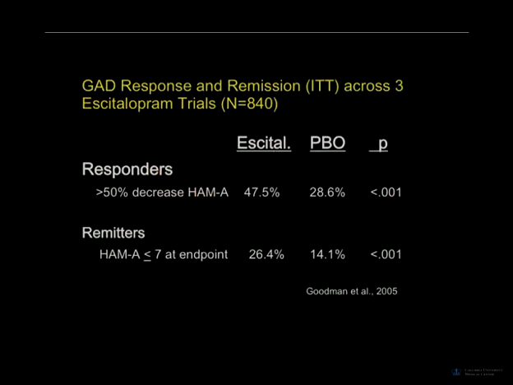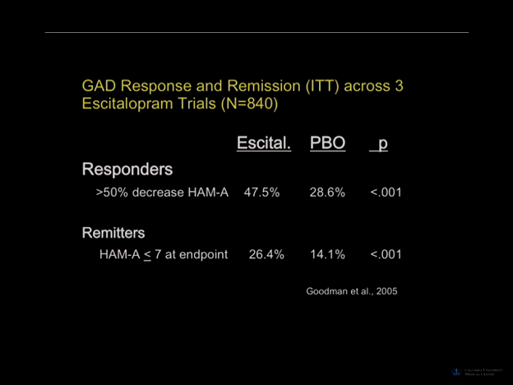Another way of cutting this is looking at it categorically. What's the response rate? How many people have a significant improvement that makes a difference in their quality of life? And this has been defined different ways. Here's a definition here: a 50% improvement, a bit arbitrary, but it seems to correlate with a clinically meaningful improvement.